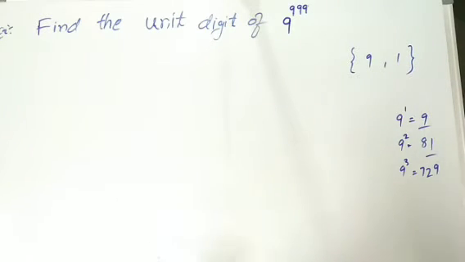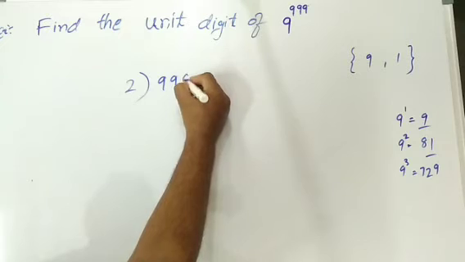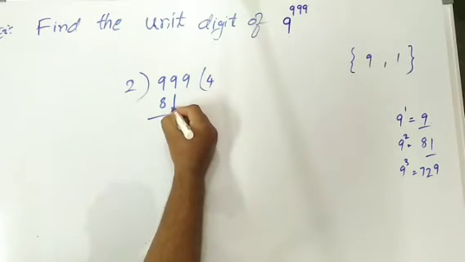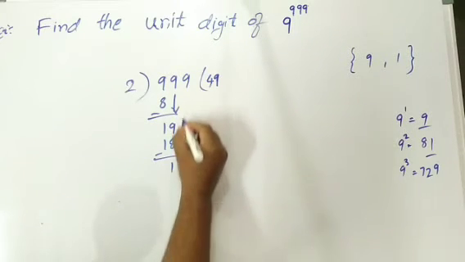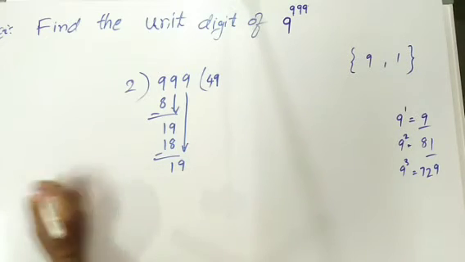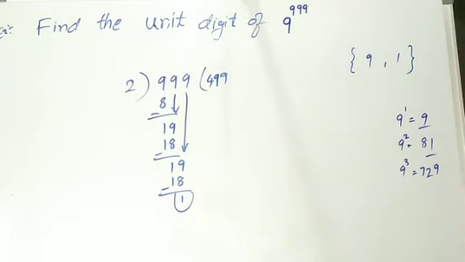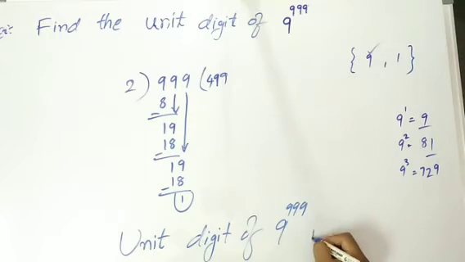Now we want to work with the 2 table. What do we take? The 2 table, and 999. With the 2 table, 2 fours are 8, so 1 remains. 2 nines are 18, so 1 remains. So next one, 2 nines are 18, so 1 remains. 1 means the first one. What is the first one? It's 9. So the unit digit of 9 to the power of 999 is 9. It's very simple now.